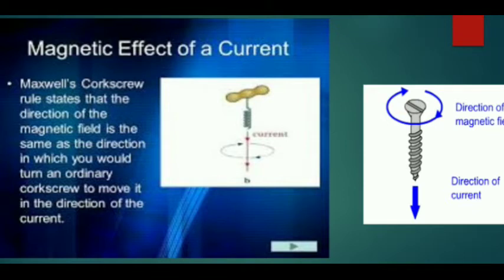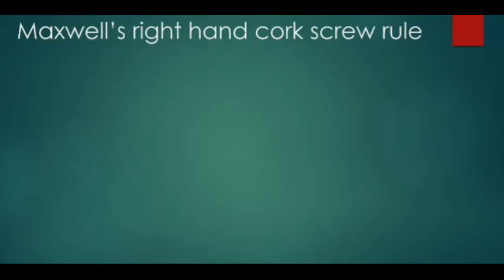It states that the direction of magnetic field is the same as the direction in which you would turn an ordinary corkscrew to move it in the direction of current. So clear? This is which rule? Maxwell's corkscrew rule. Again I'm telling, according to this rule, the direction of magnetic field is the same as the direction in which the screw is turned.